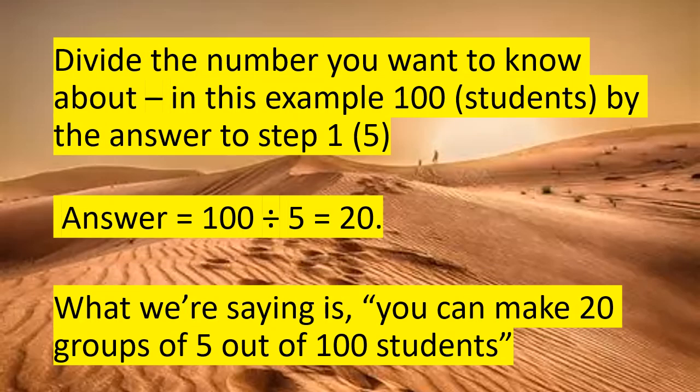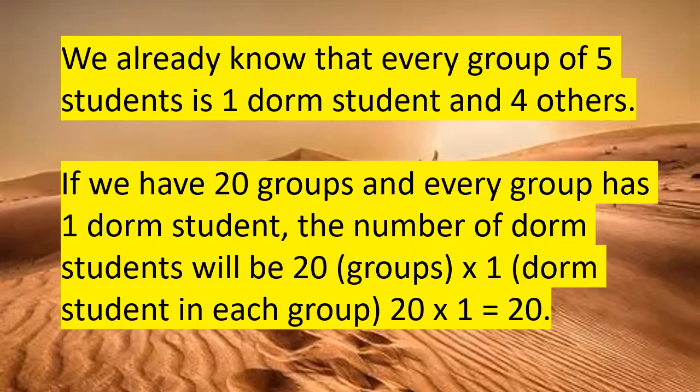Divide the number you want to know about, so in this example 100 students, by the answer to step 1, which was 5. So 100 divided by 5 equals 20. What we're saying is you can make 20 groups of 5 out of 100 students. We already know that every group of 5 students is 1 dorm student and 4 others. So if we have 20 groups and every group has 1 dorm student, the number of dorm students will be 20, the number of groups times 1, the number of dorm students in each group. 20 times 1 equals 20.